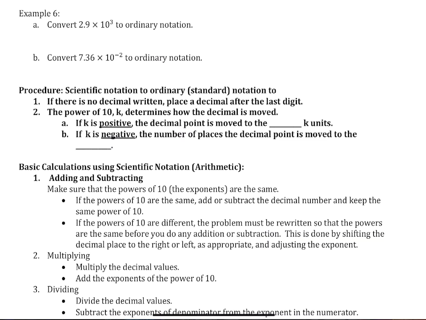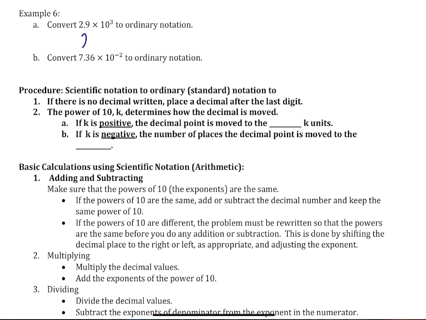When we convert from scientific notation back into our ordinary or standard notation, we kind of apply the rules backwards. So here we have 2.9 times 10 to the 3. What that is going to tell us is that we need to move the decimal 3 times to the right.